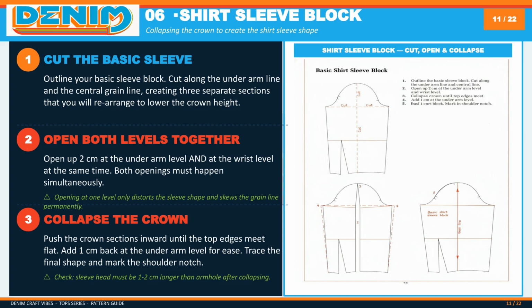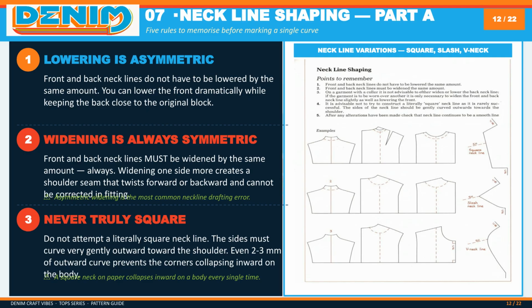To create it, start with the basic sleeve block, slash it into sections, and open the shape so the crown lowers and the sleeve gains width. Once the new shape is traced, redraw the grain line and compare the sleeve head to the armhole. That balance is what makes the sleeve hang well, then move comfortably.